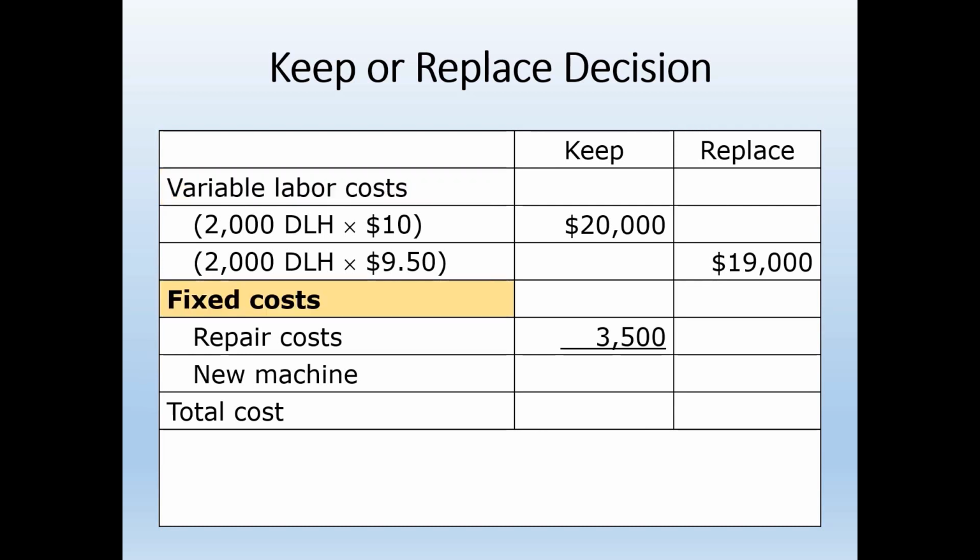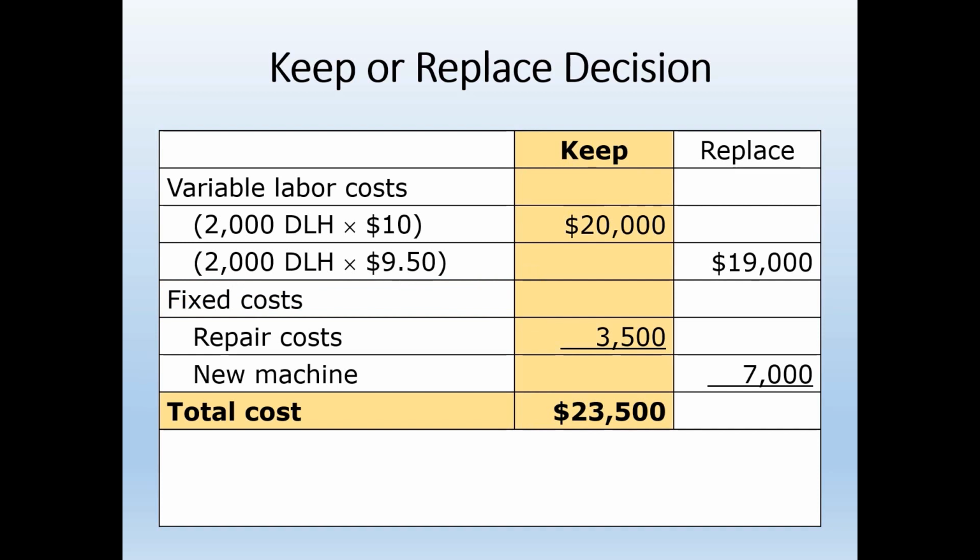If the firm keeps the old machine, then they'll have to pay $3,500 of repair costs. That won't happen if they replace it with a new machine. On the other hand, if they buy a new machine, it will cost them $7,000.